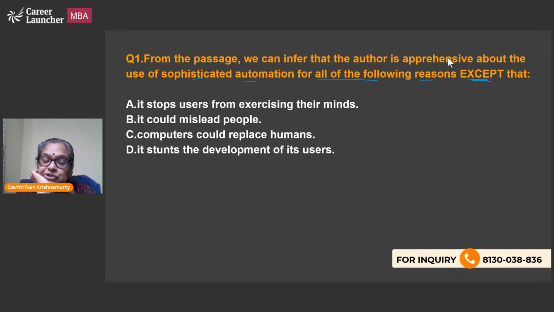It stops users from exercising their minds. It could mislead people. Computers could replace humans, or it stunts the development of its users. Which one has the author not mentioned as a worry or concern about the use of sophisticated automation? Is it A, B, C, or D?